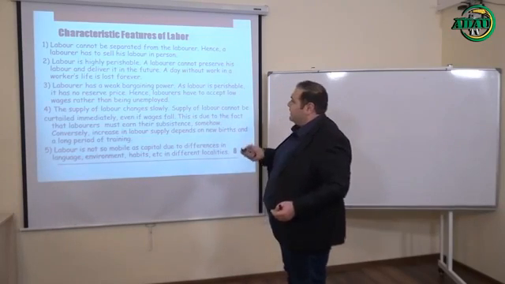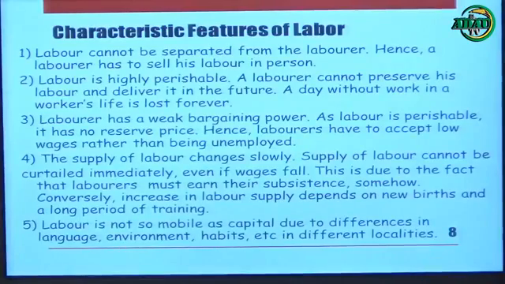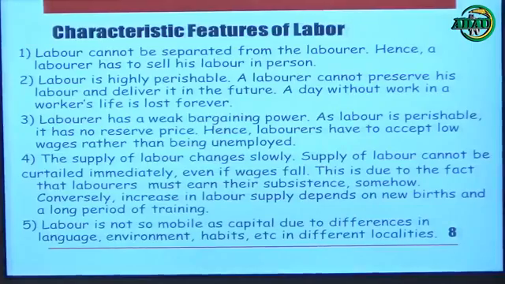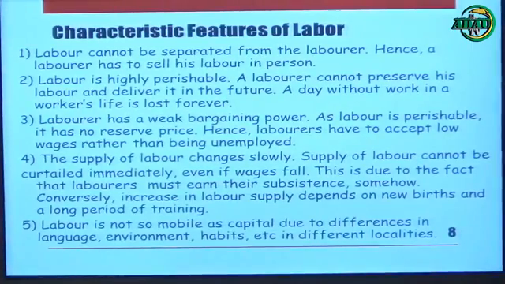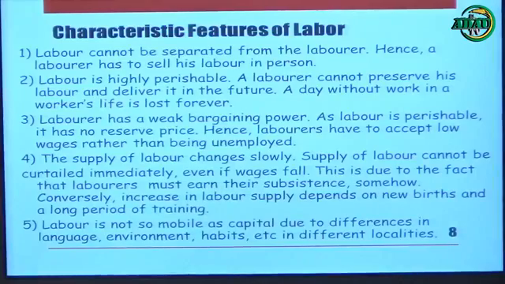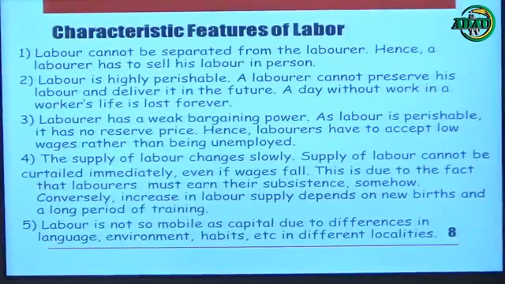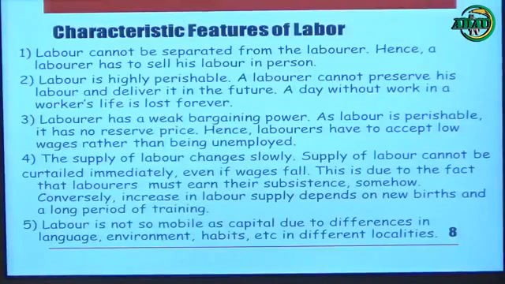The second characteristic is labor is highly perishable. So a laborer cannot preserve his labor. You spend your physical body exercises for one product, and after finishing this product, your labor is gone. It is not delivering in the future. So you cannot preserve your labor and you cannot deliver it in the future. A day without work in a worker's life is lost forever. You cannot charge your labor and you cannot use it for tomorrow.